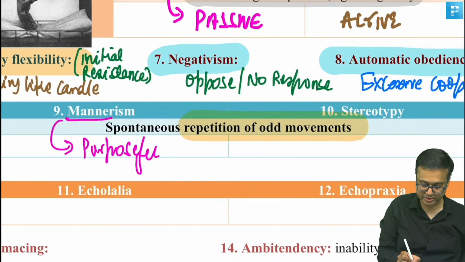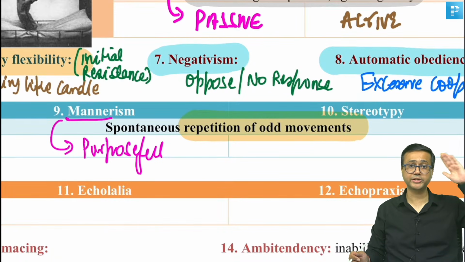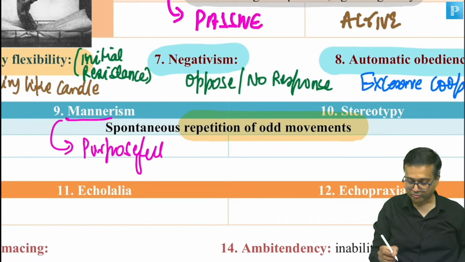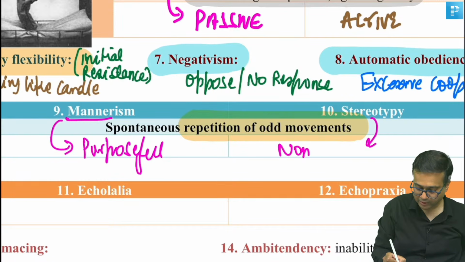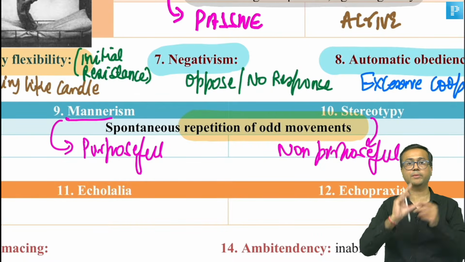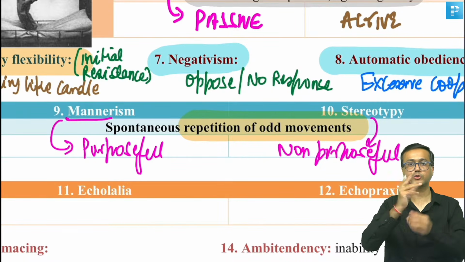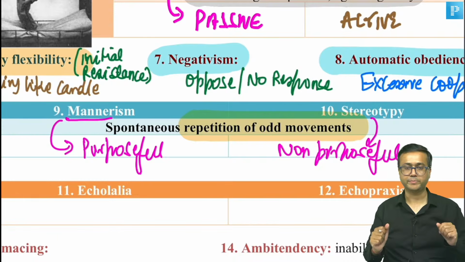purposeful movements. For example, beta, the patient is doing this. What is this? Can I say this is a salute movement? It has a purpose, but now it has become odd and repetitive. So what is this? This is mannerism. While stereotypies, remember, these are non-purposeful movements. For example, a patient is doing such a movement, right? There is no purpose. So these are stereotypies.